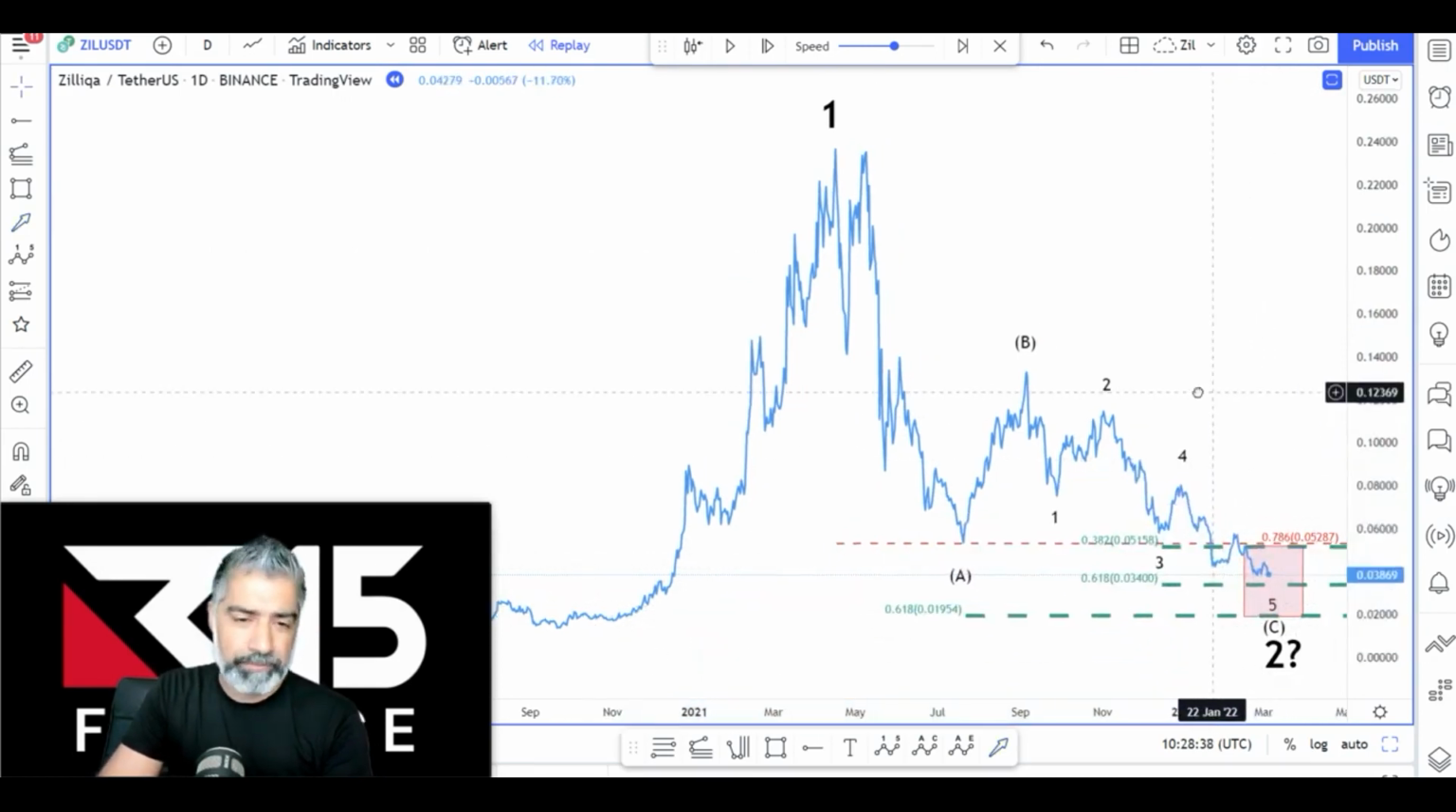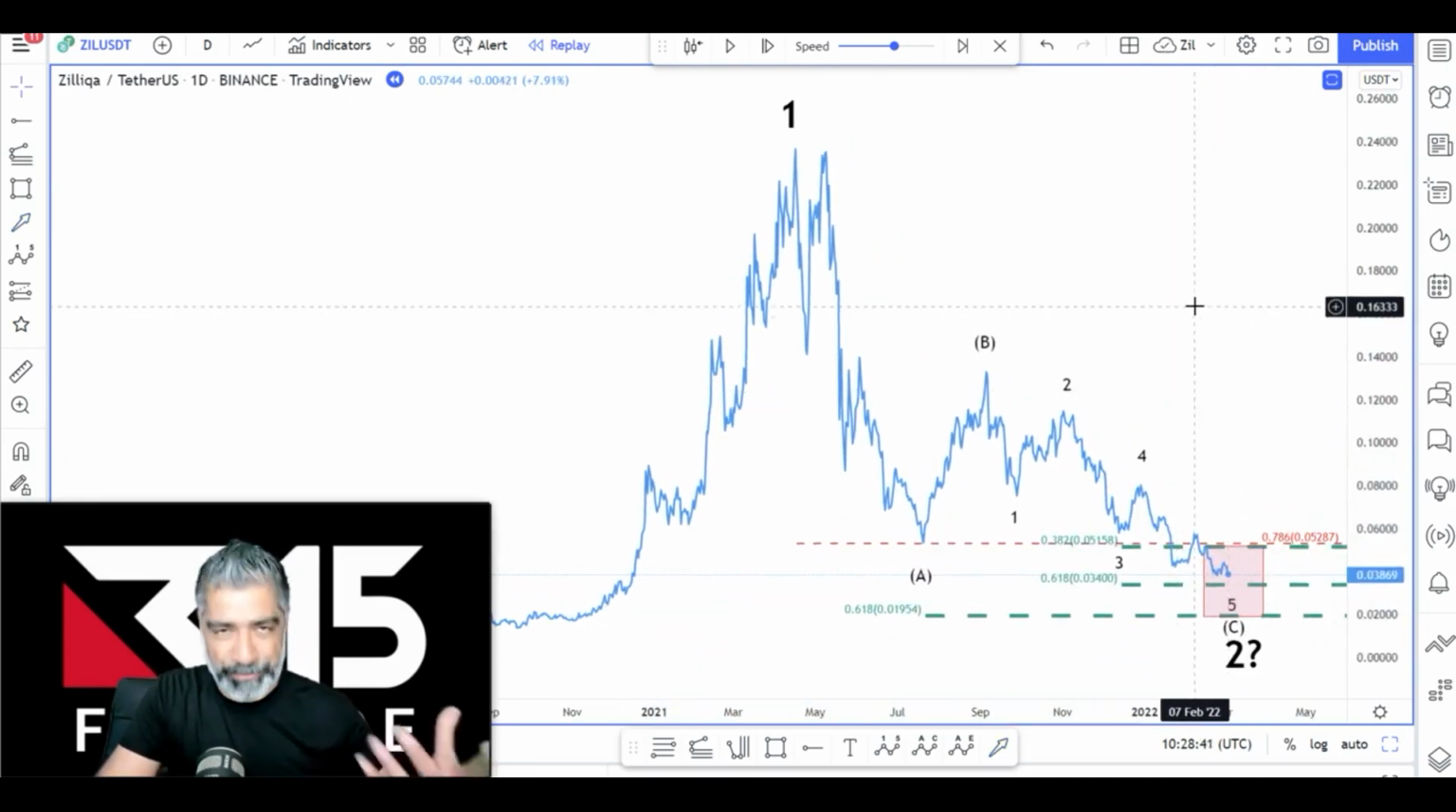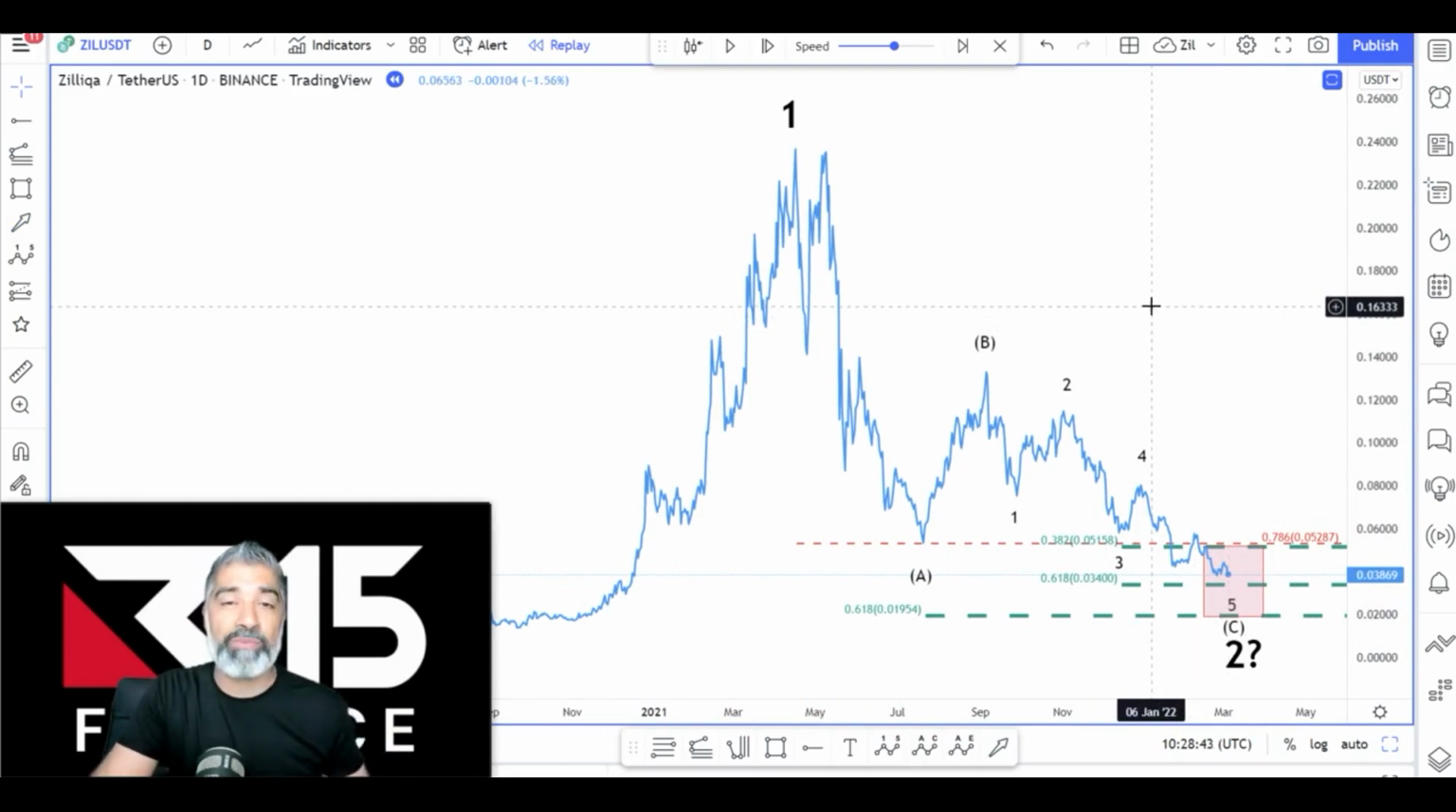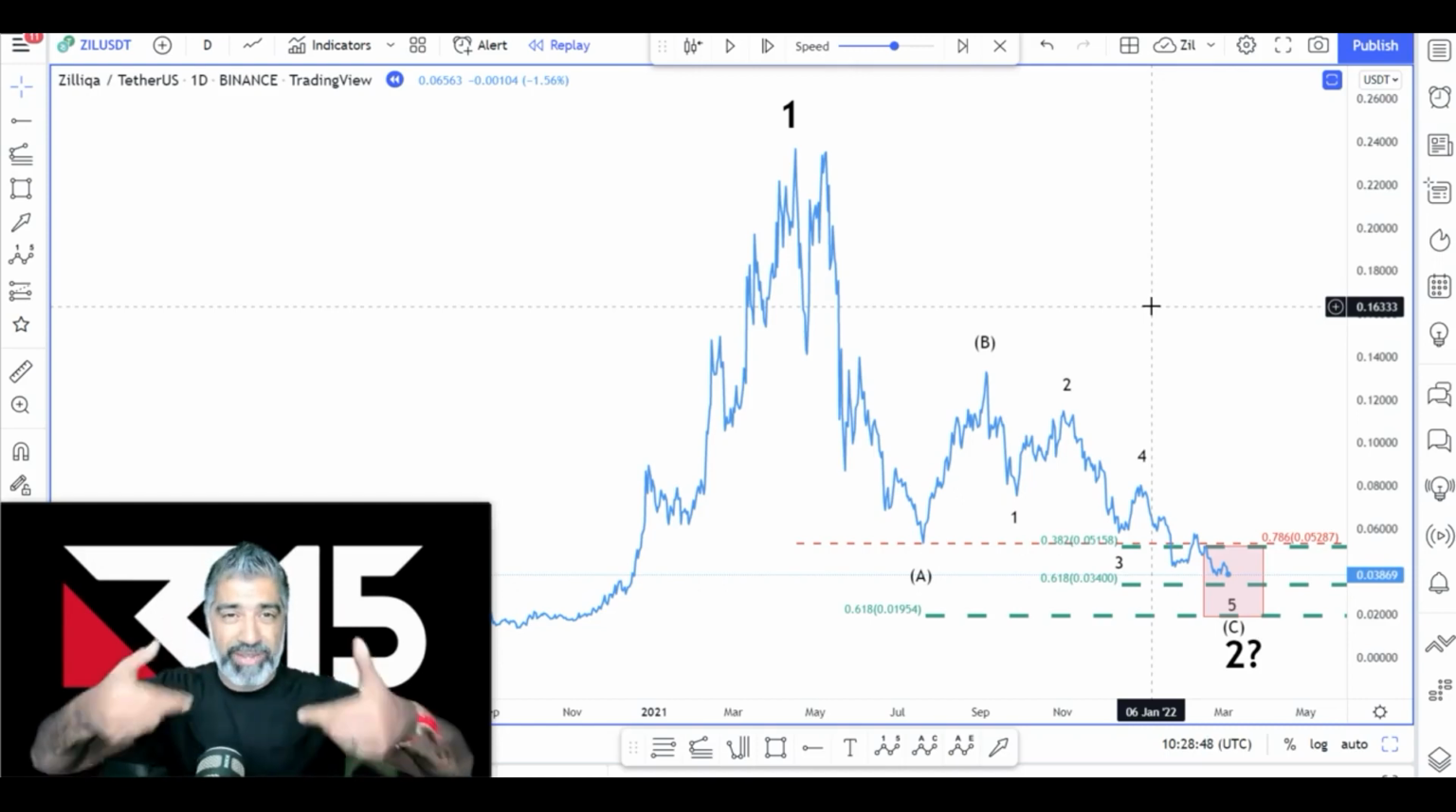What we're going to do next is add in momentum, a momentum indicator, and I'm going to share with you my absolute favorite by far, because it's very visual and very easy to read.